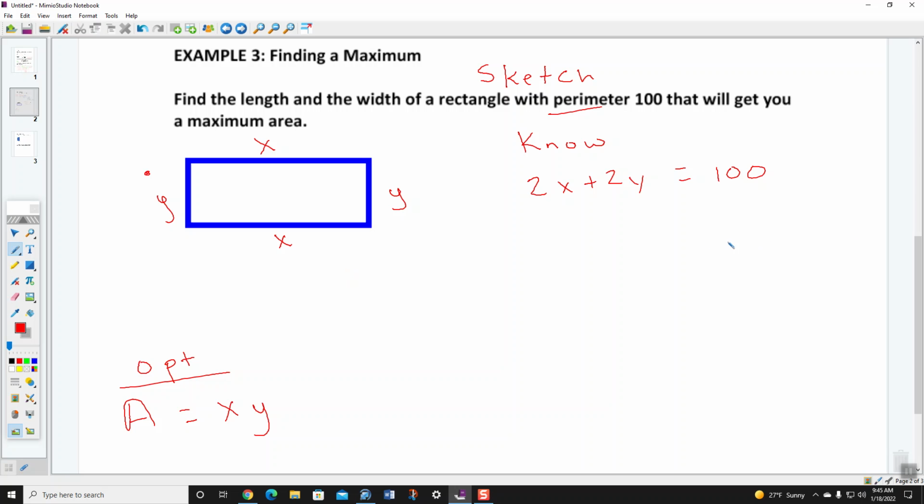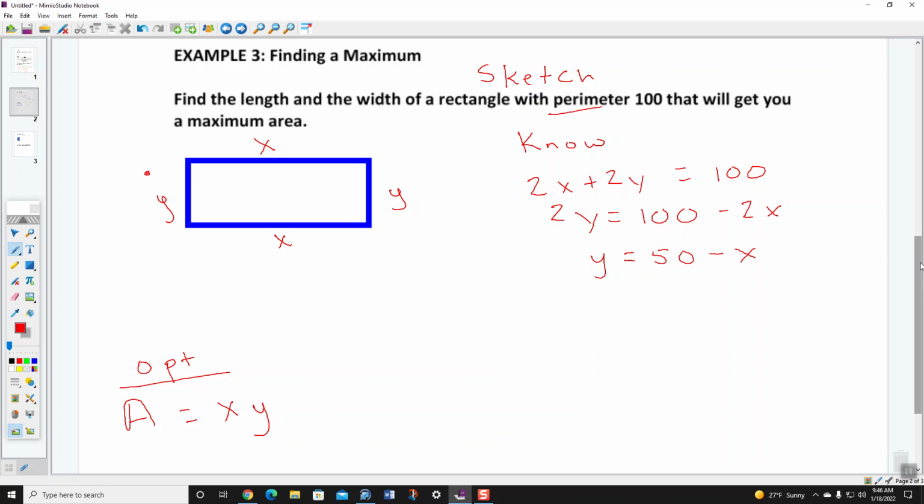Okay, so let's get y alone. You all agree that 2y would equal? No, because you could have a perimeter of a bunch of edges, and it'd be a smaller area. Okay. So help me out here. Divide everything by what? Won't y equal 50 minus x? Yeah.